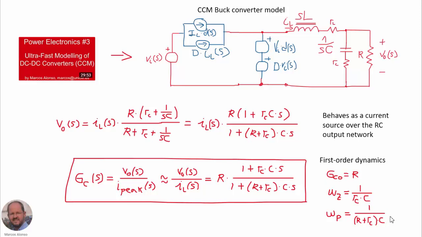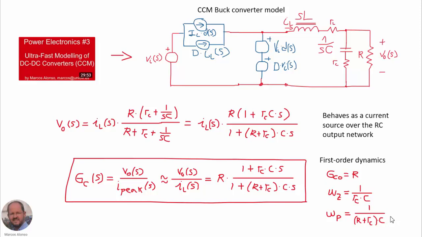So we can see that the dynamics in current mode control is totally different from the dynamics in voltage mode control. Here we have a first order dynamics, while in voltage mode control we have a second order dynamics. We can see that the inductance is not in these expressions because the inductor is behaving as a current source, while in voltage mode control, both the capacitance and the inductance of the filter affect the dynamics of the converter.